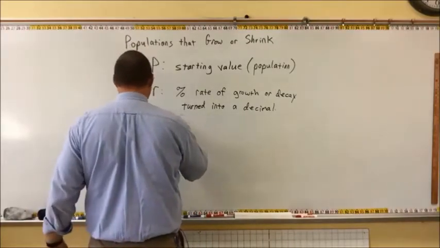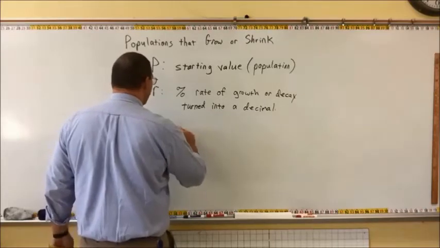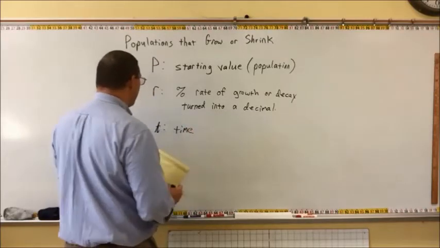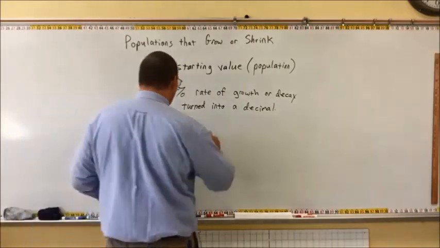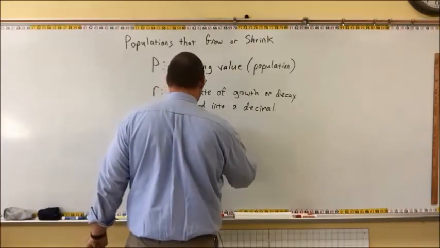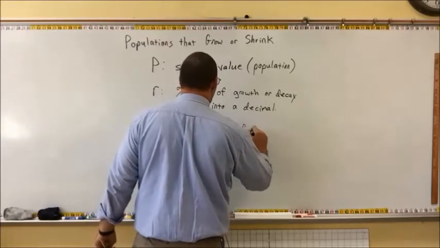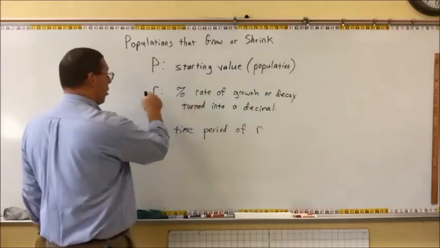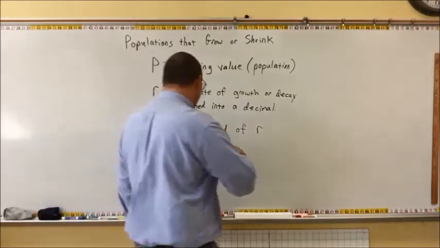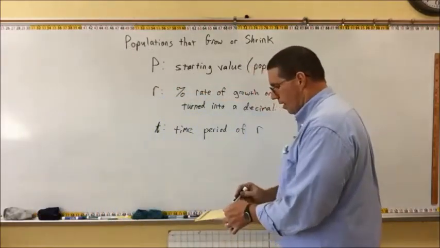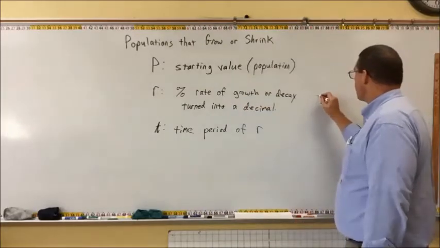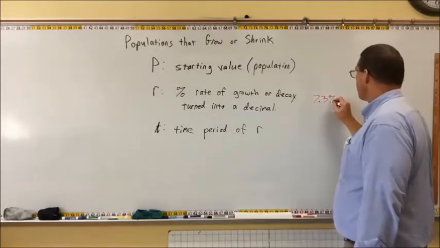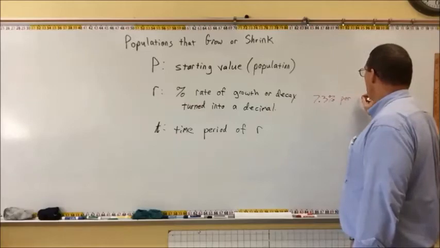Now we're going to move on to t. T stands for time. T in the formula, the letter t, is a time variable. It's the time period of r, this r. Okay, so typically when you're given this r, for example, you'll be told that the percentage rate is 7.3% per year.